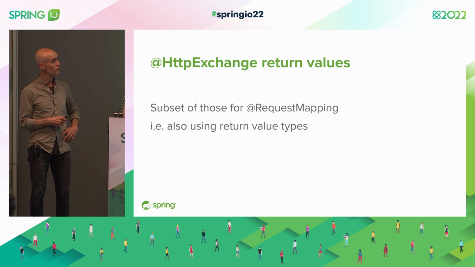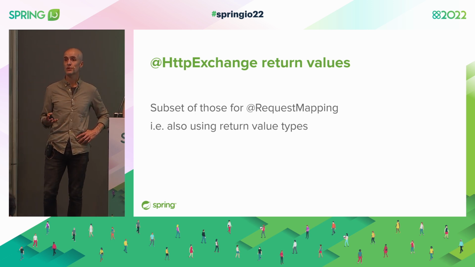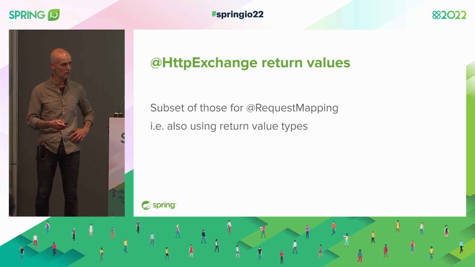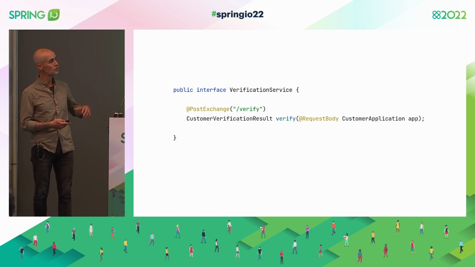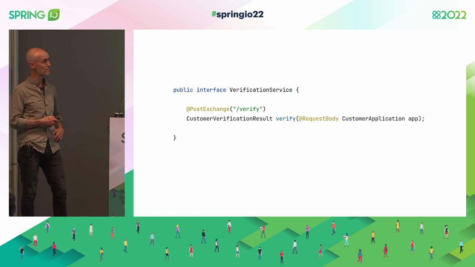Okay, so for return values, again, it's the same things you would expect on the server side, more from like a REST controller response body style methods. You can return, well, let's take a look actually. This is the verification service, which is now using the new post exchange annotation. Otherwise, the request body should look familiar.